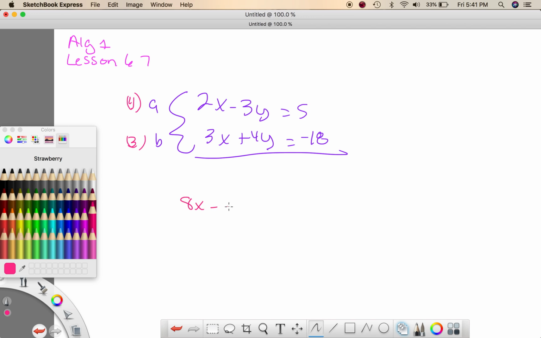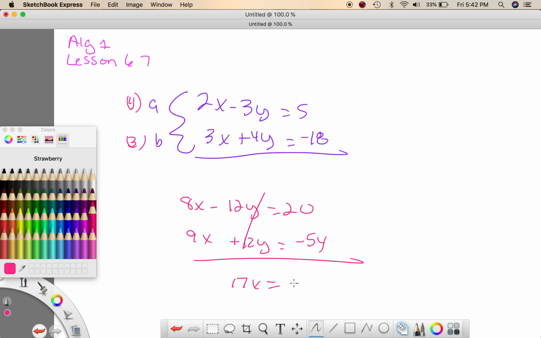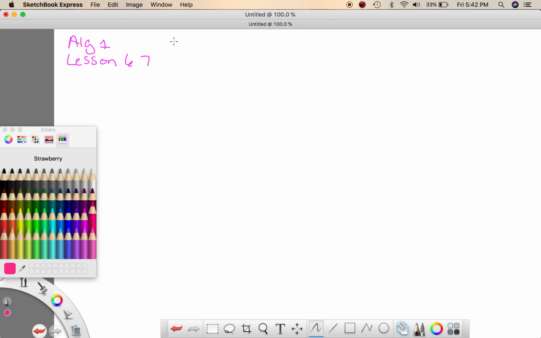So we're going to get 8x minus 12y equals 20. 9x plus 12y equals, what is 18 times 3? Negative 54. Okay, now we add the equations. We get 17x equals negative 34, and divided by 17, we get the same answer, negative 2, and we put it back in, we'll get the same thing for y. So it doesn't matter which one, we just have to make sure we use the property and label. So let's try this last one together.